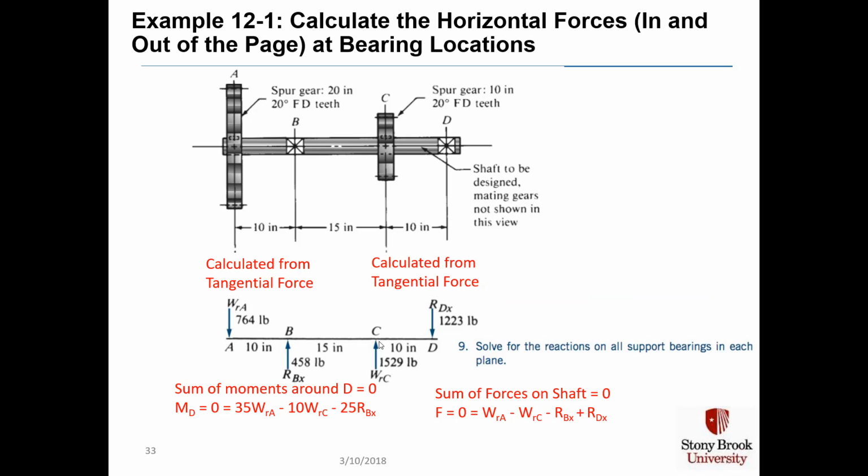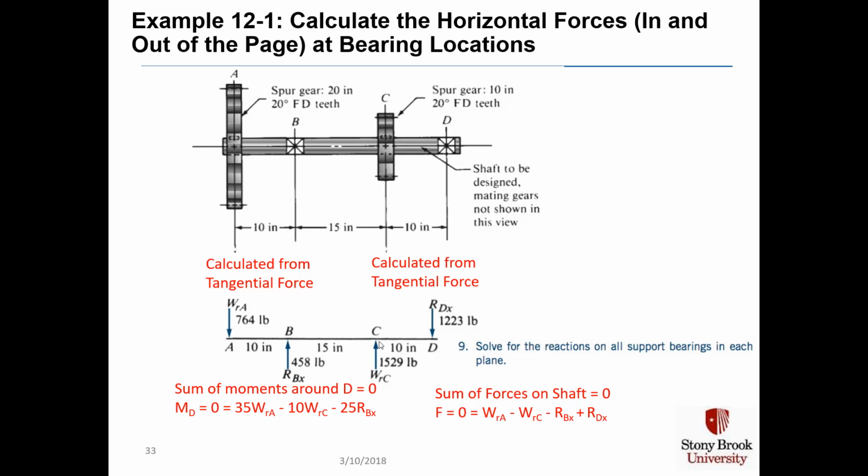You write a simple algebraic equation. The horizontal forces, you're doing the same thing, but what you've got to remember is that the horizontal forces, what we mean by that is not left and right in this picture, because that would be just along the axis of the shaft. When we talk about horizontal forces, it means you're going in and out of the page, and the plus direction of horizontal is into the page. The sum of moments around D is 0. Sum of forces on the shaft is 0.